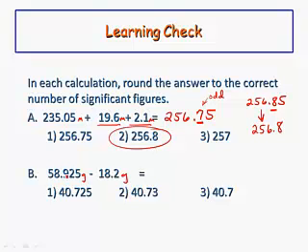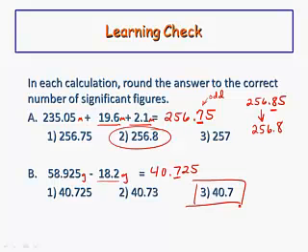Okay, so let's look at the next one. I have 58.925 minus 18.2, and I'm getting 40.725. Now I'm looking at my input values. My least precise number is good to the tenths place. That means I'm going to round on my tenths place. Since the number to the right is a 2, my answer would be written as 40.7.